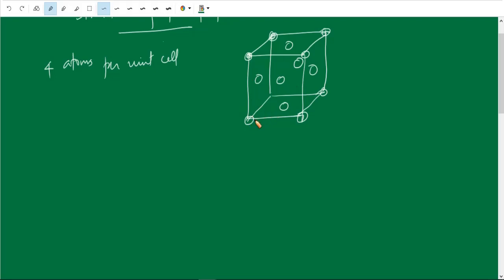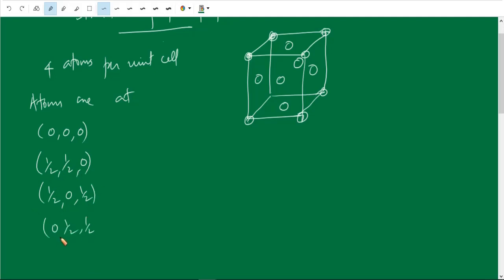Okay, so instead of taking all these atoms, we can say that one complete atom is in the corner and the other 3 atoms are on the faces, this face and this face. So atoms are at positions, and these are the positions of the atoms with respect to this origin. This origin, r is equal to 0, is this corner.